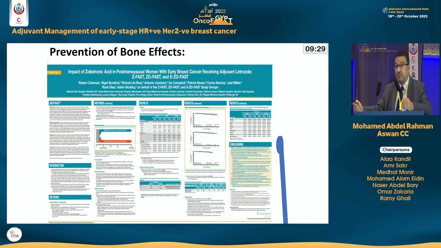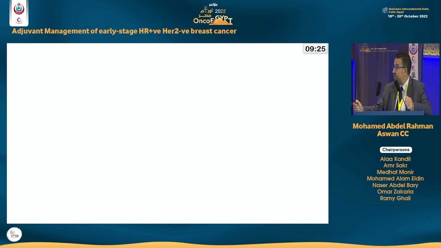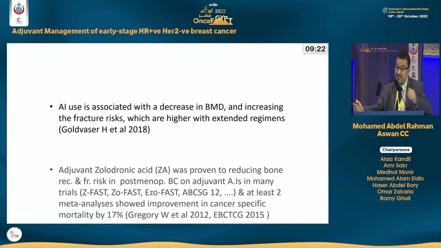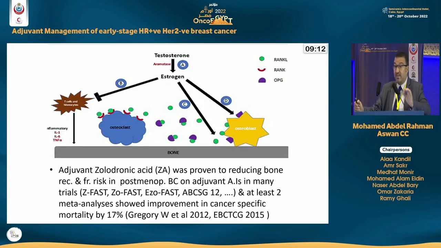To reduce this bone effect of aromatase inhibitors, many trials have been initiated. We have at least 2 meta-analyses and at least 7 trials: the Z-FAST, the ZO-FAST, the E-ZO-FAST, the Austrian trial 12, evaluated the use of zoledronic acid to reduce the effects on bone mineral density and to reduce the risk of fracture. And all these trials and meta-analyses were positive.